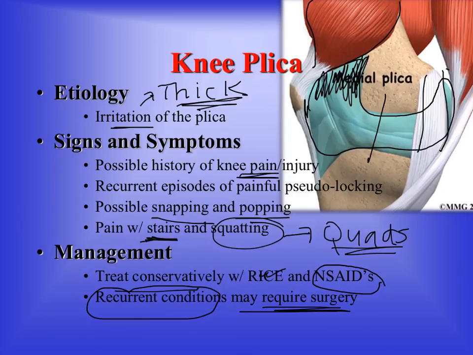Now, interestingly enough, about 50 to 60% of the population has a plica, and the other 40% does not. So some of you don't even have a plica. Its only role, again, is to prevent friction, but again, we also have our bursa for that as well.